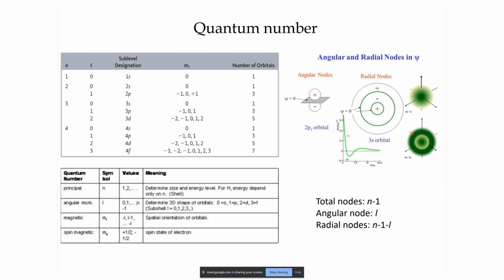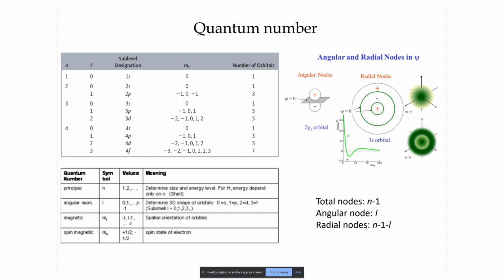Okay, so the next concept we're going to talk about is quantum numbers. This is another question that appears every single year on the chemistry Olympiad. Quantum numbers are a way to describe an electron's position and spin using four different numbers. If you look at the table on the bottom left, you have your principal quantum number, which determines the size and energy level. You have your angular momentum quantum number, which determines the 3D shape. Your magnetic quantum number, which determines your spatial orientation. And then the spin magnetic number, which determines the spin state of the electrons.